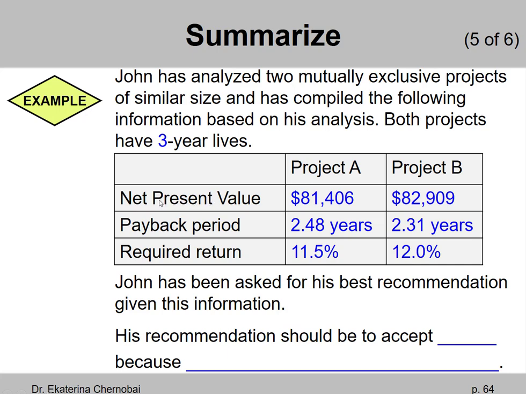So why don't we just look at the net present values? Because the projects are mutually exclusive, we cannot accept both A and B, even though both of their net present values are above $0. So we can only pick the better one, and that's Project B. So the answer is, the recommendation would be to accept Project B because it has a higher net present value. That's it, as simple as that.